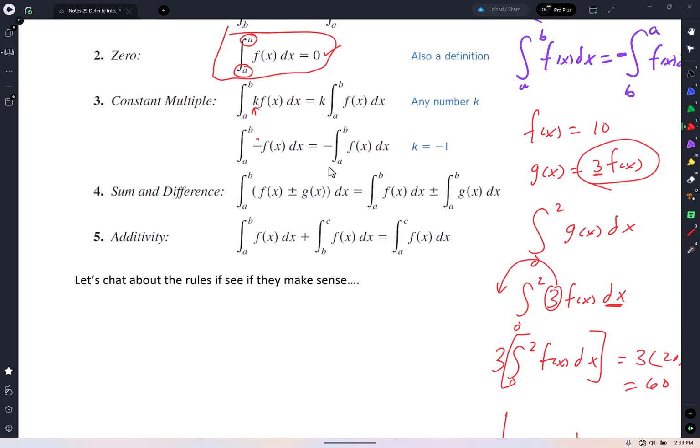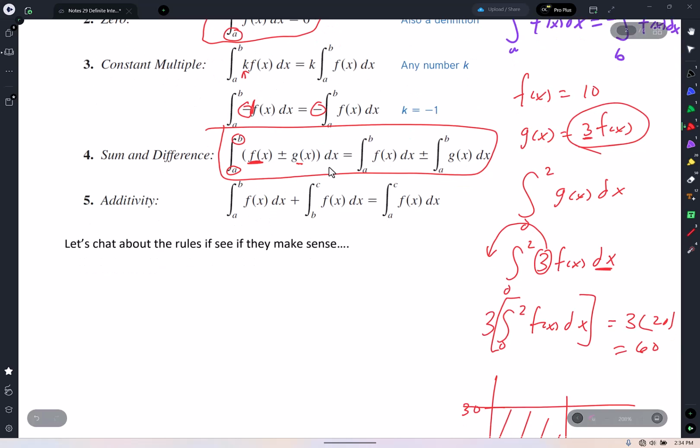This -1 acts like a constant. So if you have a -1 in the front, I can just bring it to the front here. So that's not a big deal. I don't think we'll have any issues with that. You can add and subtract different, like f of x plus g of x, as long as the limits are the same. I think this is pretty easy because that's kind of like how it is for limits as well. This is the one that we need to chat about real quick.